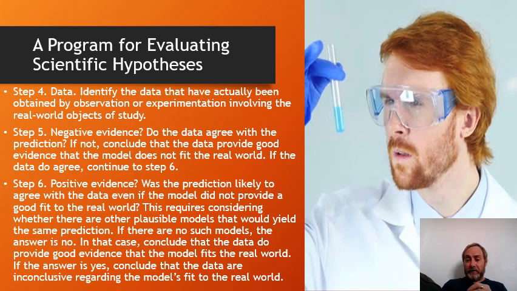Now, if we don't have another plausible model, then you conclude no, the prediction was not likely to agree if the model were false. And in that case, we can say that the data provides good support that the model fits the real world. If we do have another plausible model, then we're going to say that the data are inconclusive.